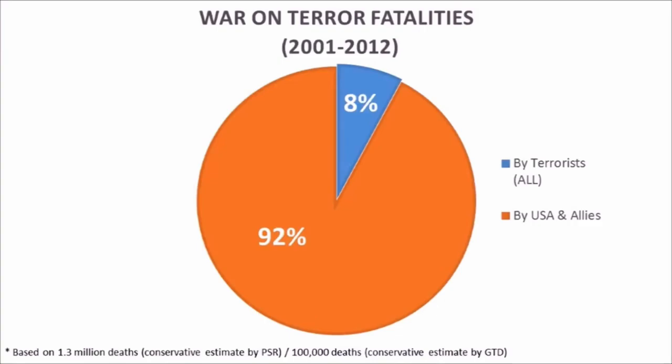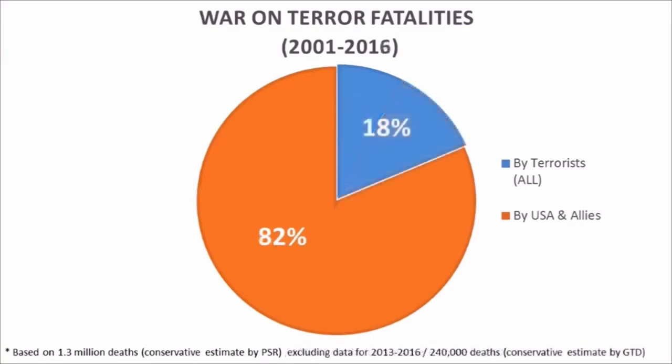However, to be even more gracious, let's increase the yearly range of the GTD data from 2001 to 2016. At the same time, I will exclude any perceived estimates by the PSR for those added years. So from 2001 to 2016, the GTD estimates that the total number of fatalities from terrorism was around 234,000. Factoring that into the overall figure, the United States and its allies would still be responsible for up to 82% of all fatalities during this period.